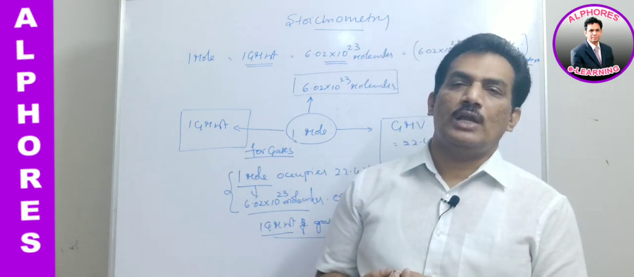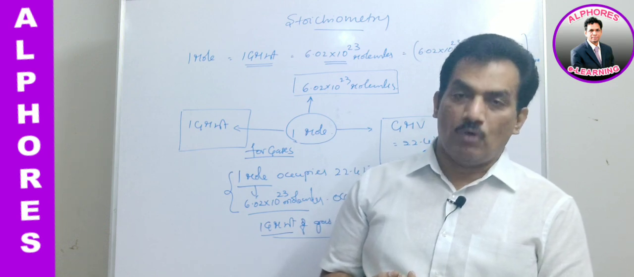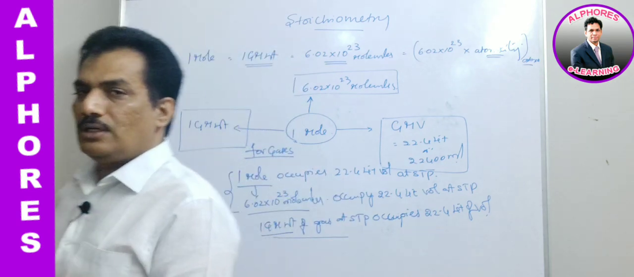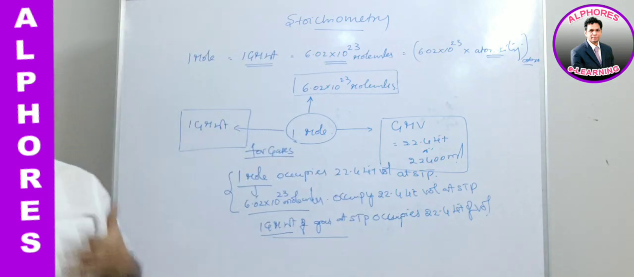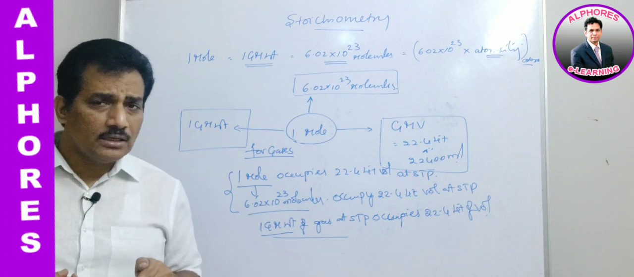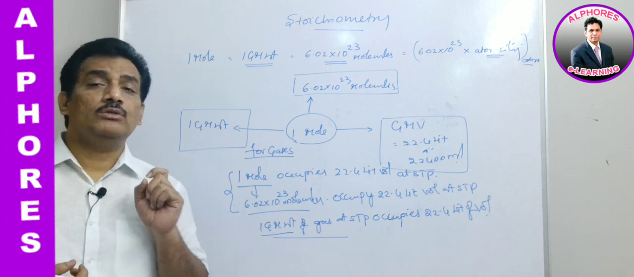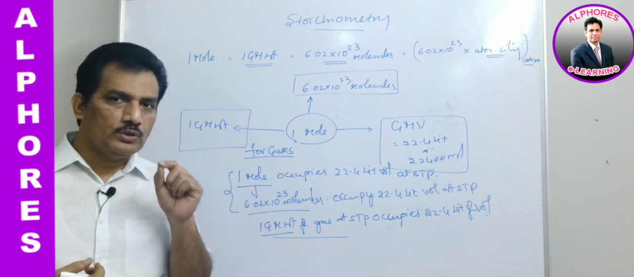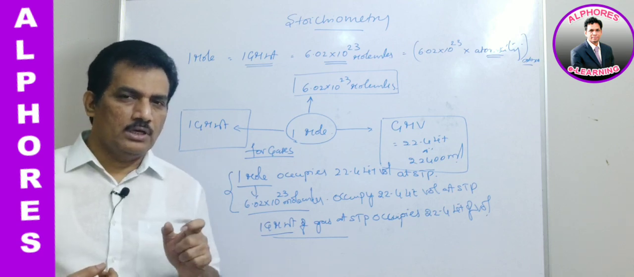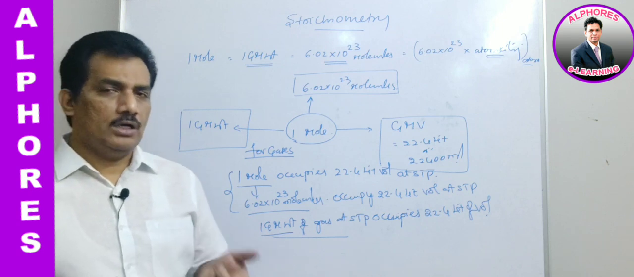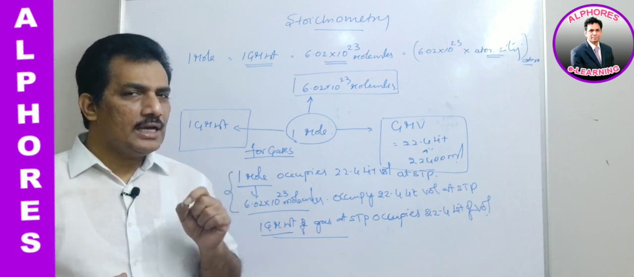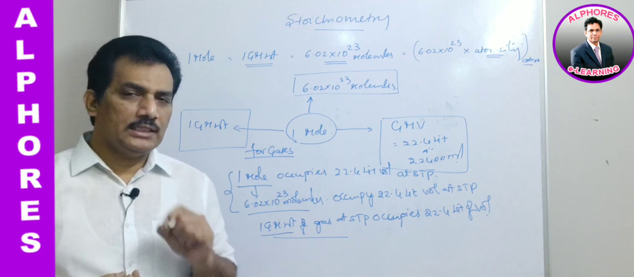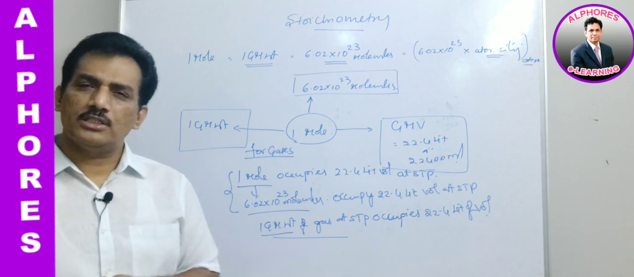That volume is known as gram molar volume. We know 1 gram molecular weight, nothing but 1 mole of any gas, has 6.02 into 10 to the power of 23 molecules. Those molecules are nothing but the Avogadro number. So 1 mole of any gas has Avogadro number of molecules. 1 mole of any gas at STP occupies 22.4 liters of volume.